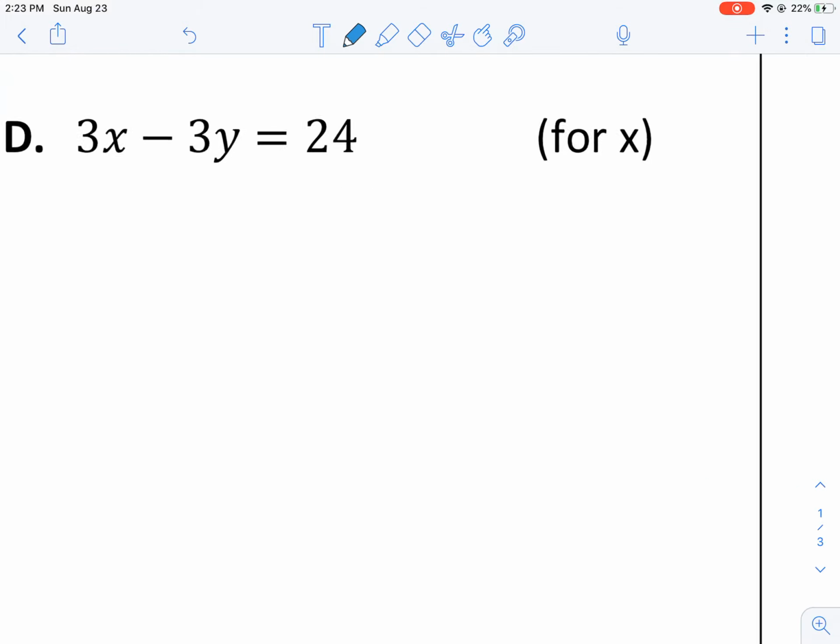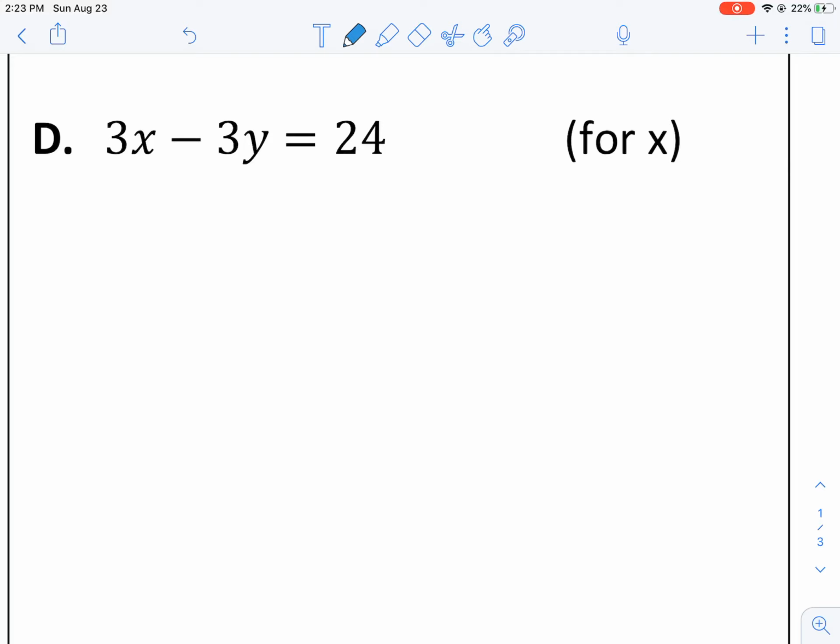Next question, D. So we got more numbers here, so we might have some simplifying. We'll have to see. We want to solve for x. So this is what I was talking about in the beginning. This is a linear equation in standard form, ax plus by equals c. So we want to solve for x. So how do we do that?